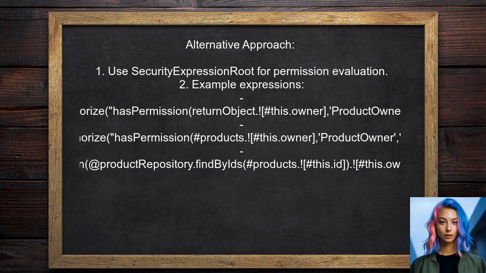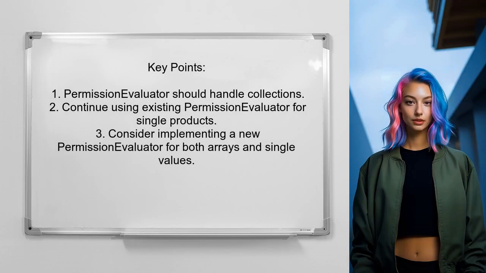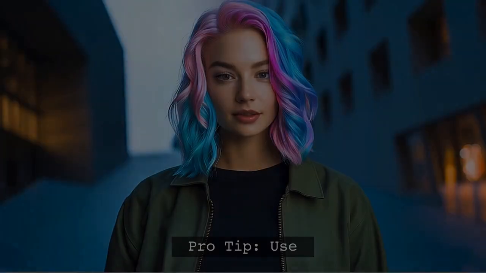An alternative approach suggests leveraging the default implementation of security expression root for permission evaluation. If your permission checks are based on the owner of a product, you can use expressions like PostAuthorize and PreAuthorize to simplify your code. This method allows your permission evaluator to handle collections effectively. You can still use your existing permission evaluator for single products, or create a new implementation that can process both arrays and single values. Here's the pro tip.